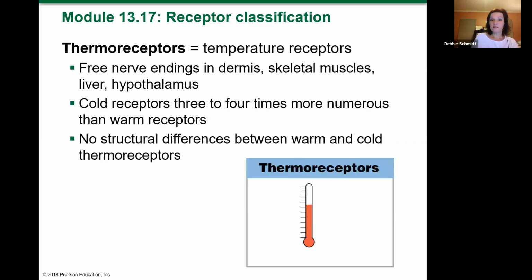Thermoreceptors, they are temperature receptors. Should make sense with their name, right? We find them in the dermis, in the skeletal muscles, in the liver, and in the hypothalamus. So we monitor temperature in several areas, and your brain puts all that together to know whether or not we need to change and have some kind of response in order to warm us up or cool us down. There's really no structural difference between warm and cold thermoreceptors, except we have a lot more cold receptors than we do warm receptors. And maybe that's why a lot of people say, oh, I don't like cold, and they move on down to Florida.